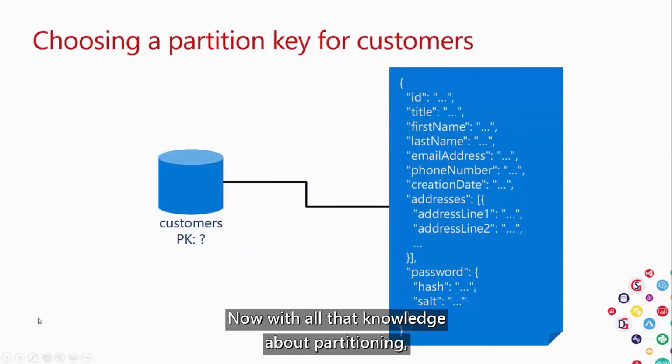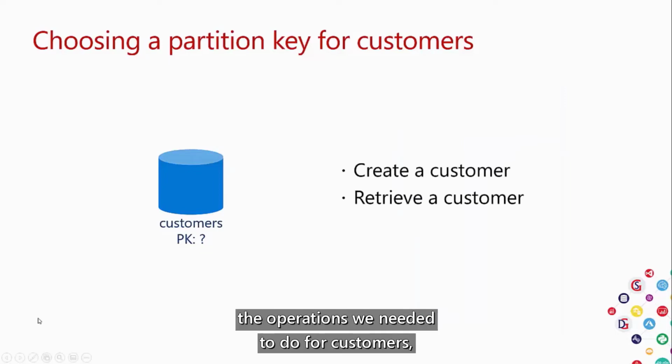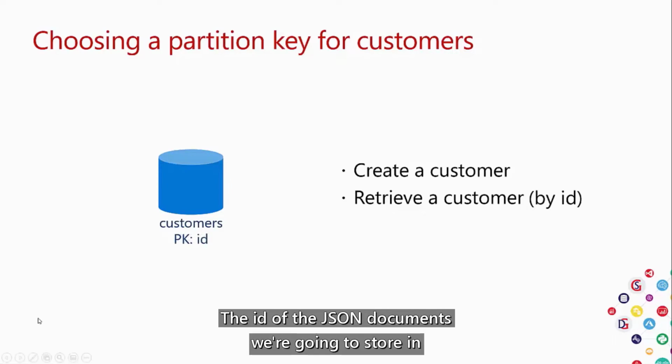Now, with all that knowledge about partitioning, how do we choose the right partition key for customers? Remember before when I showed the operations we needed to do for customers? We had to do two things. We need to create a customer, and we also need to retrieve a customer. In this case, we'll do that by ID. So the ID of the JSON documents we're going to store in this container should make for a suitable partition key.